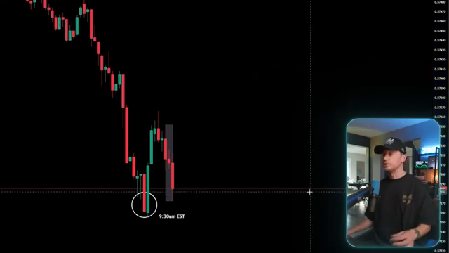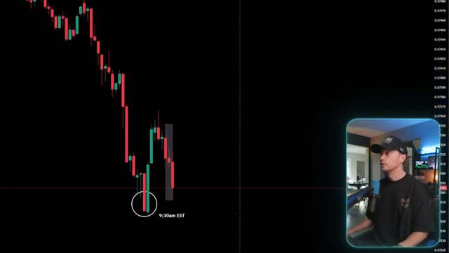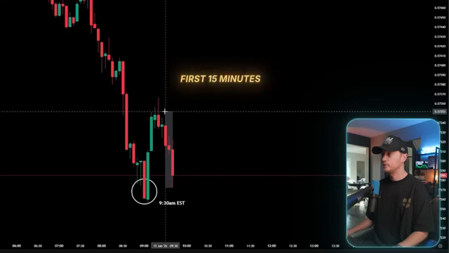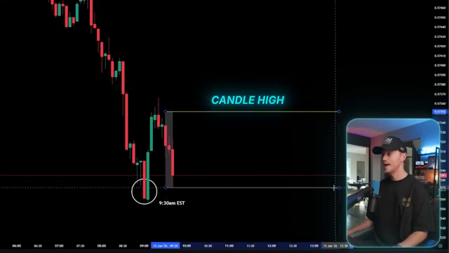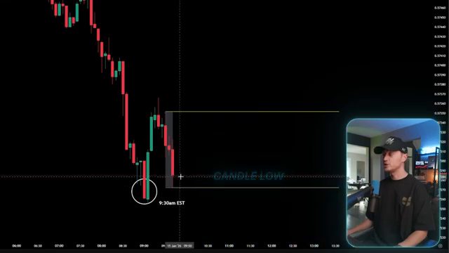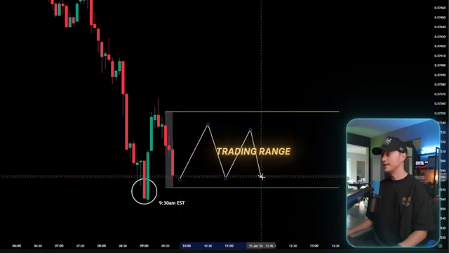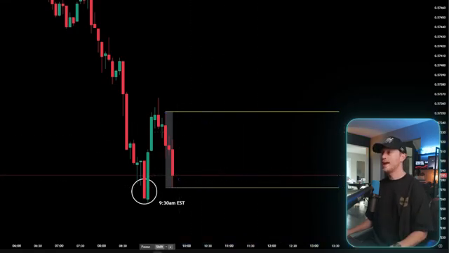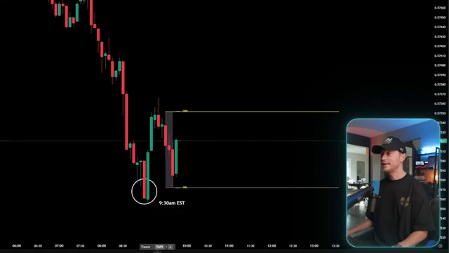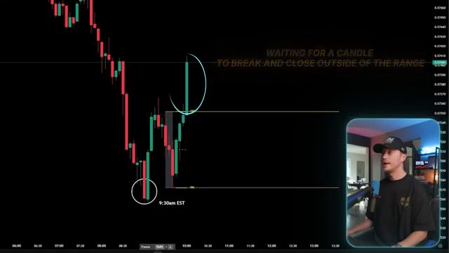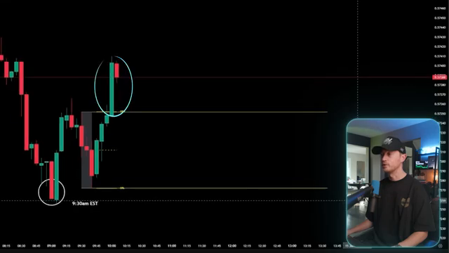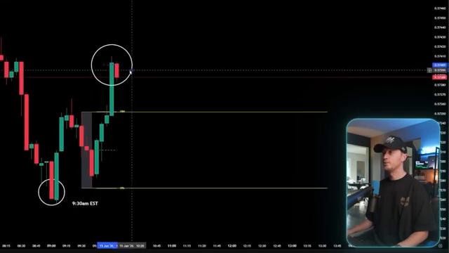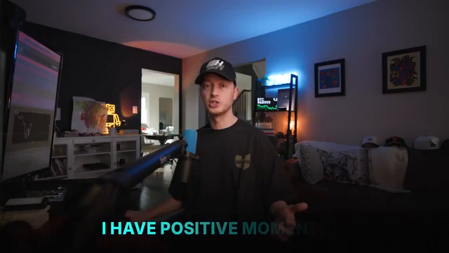As you probably know, I'm an ORB trader, so I'm looking at the first 15 minutes from 9:30 to 9:45, and I'm marking out the candle high and the candle low. This creates my trading range for the trading session. All I want to see next is a candle break and close outside of the range with displacement, which is exactly what I get right here. This is another indication that I'm looking for buys and that I have positive momentum.